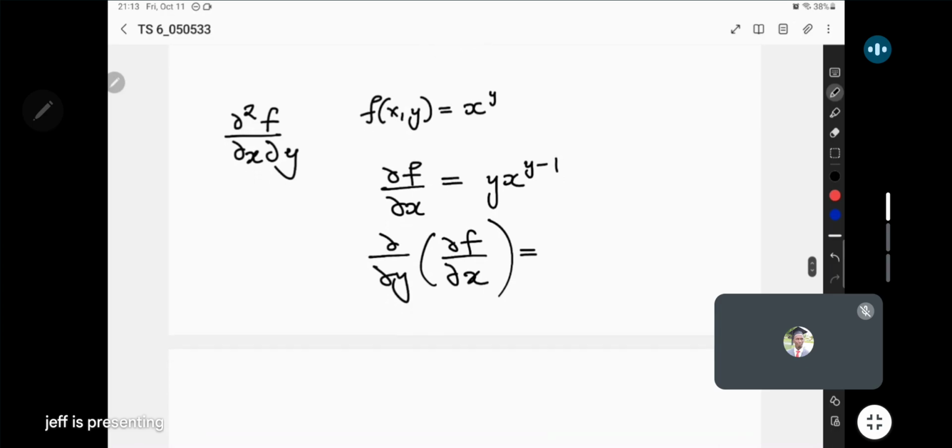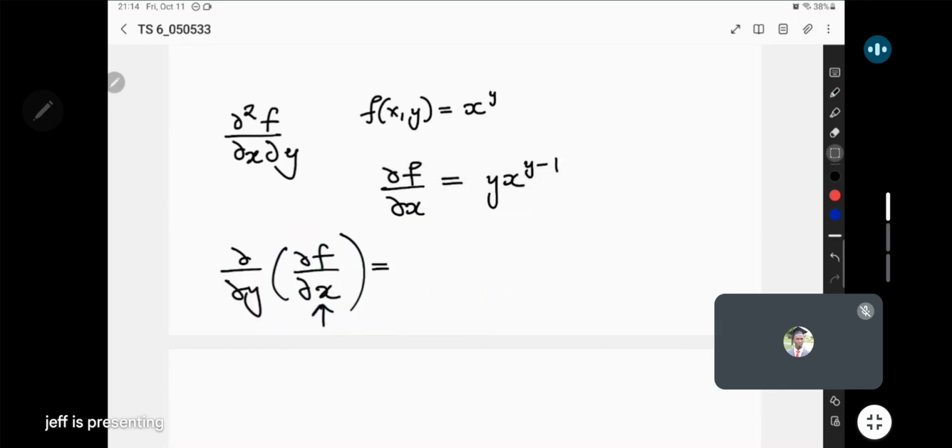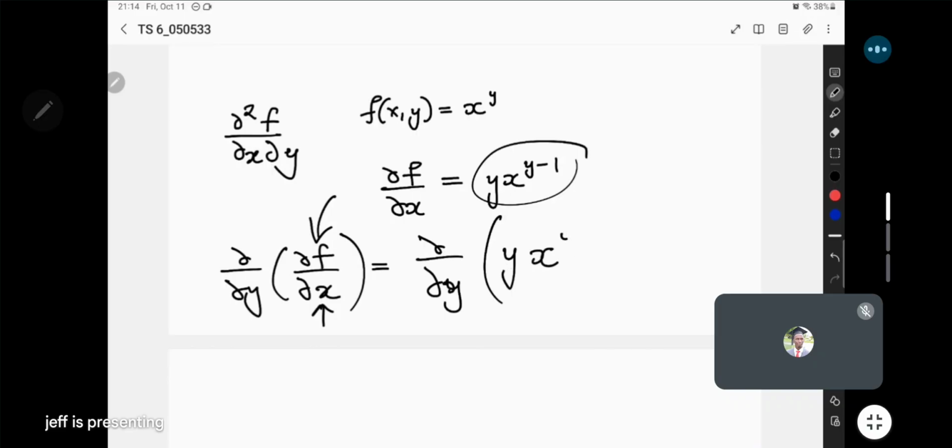So what happens this time? This time around, we are treating y as a variable. So don't get confused with the presence of that. What we have there is basically just the partial with respect to y this time of the solution to this. And the solution to that is this expression, y, x to the power y minus 1.